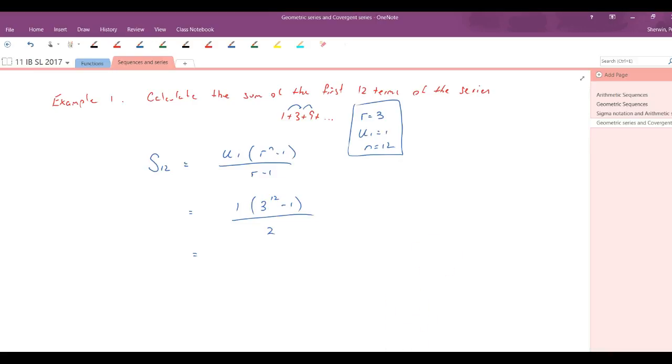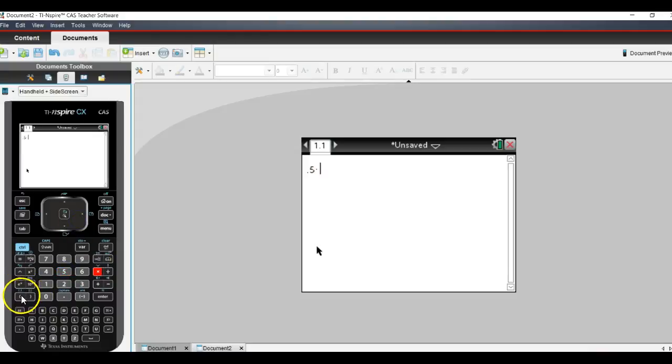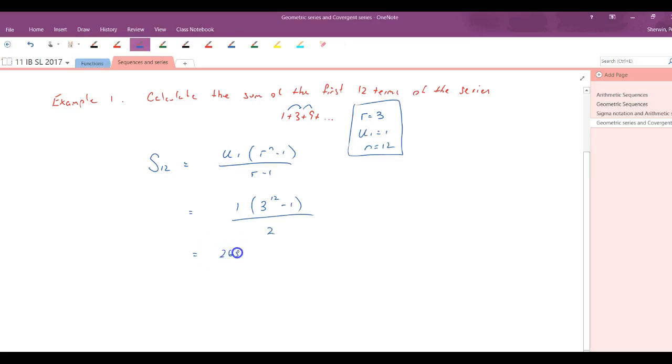Nip over here to the calculator. So it'll be a half by 3 to the power of 12, get out of the power, minus 1, and hit enter. 265,720 is our result. That's our sum there of the first 12 terms. You see, with geometrics, much larger numbers, so the use of the calculator, and therefore these questions are more likely to appear in paper 2.